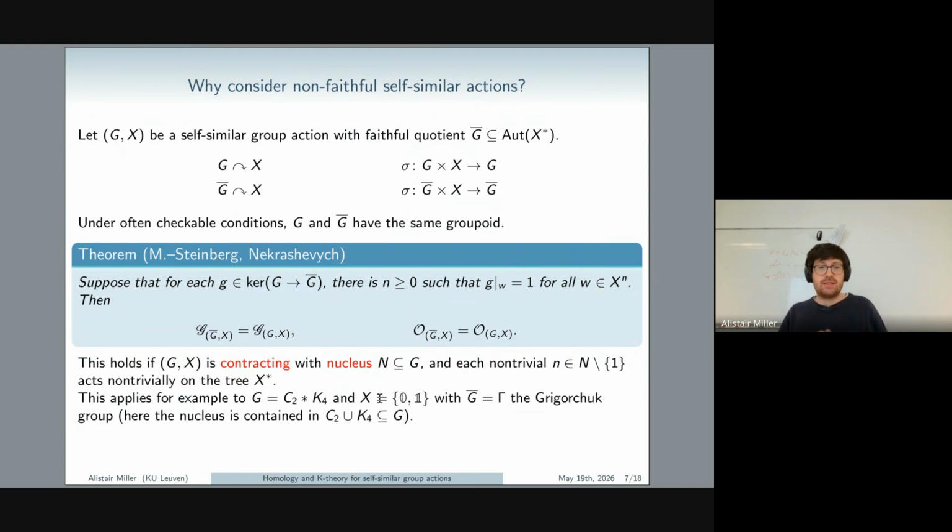So the point is, if we start off with the Grigorchuk group and we build our groupoid, we build our C-star algebra, or if we start off with this free product, G, which is the free product of C2 and the Klein 4 group, and we build our groupoid and our C-star algebra, these are going to be the same groupoid and the same C-star algebra. It's just now we're working with a much easier group.